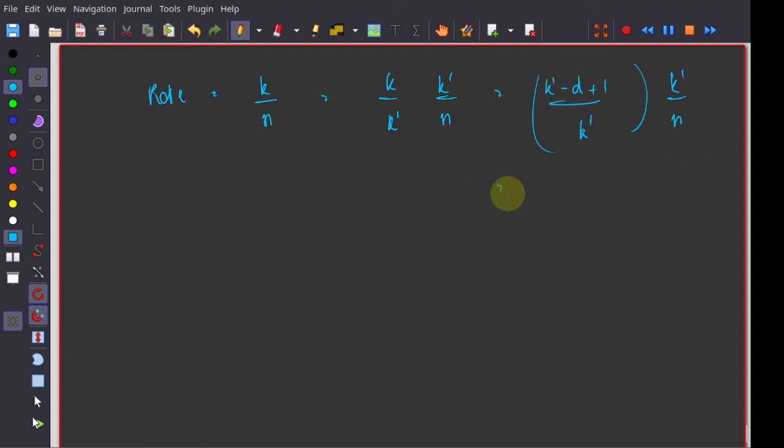So this is roughly 1 minus delta. But what is k prime by n? That is the rate of the capacity achieving code, which is close to C.